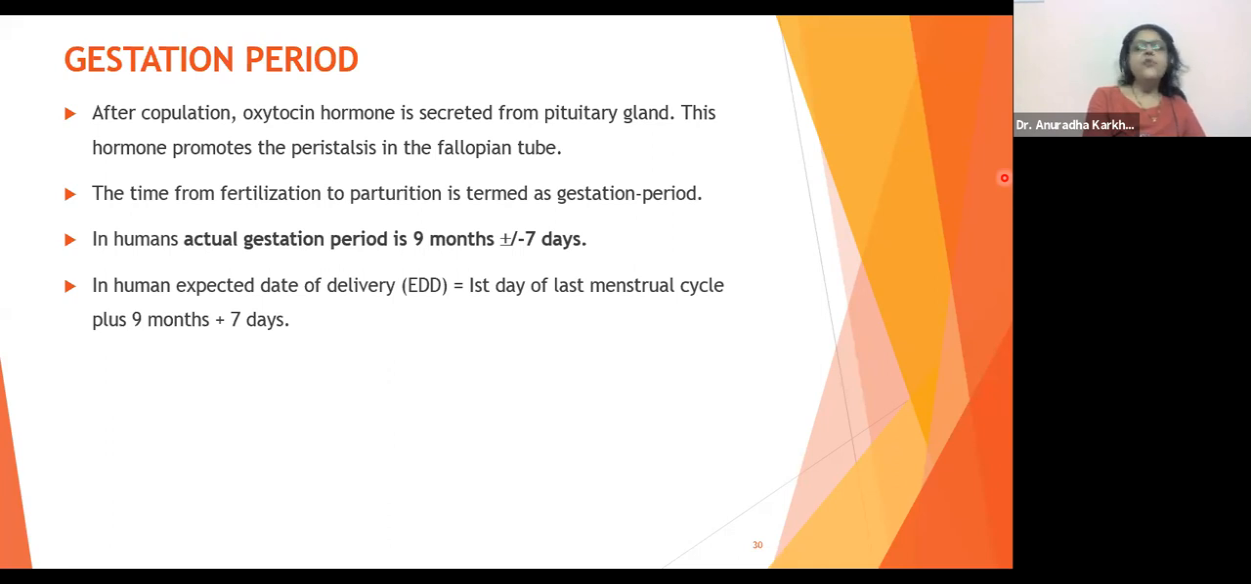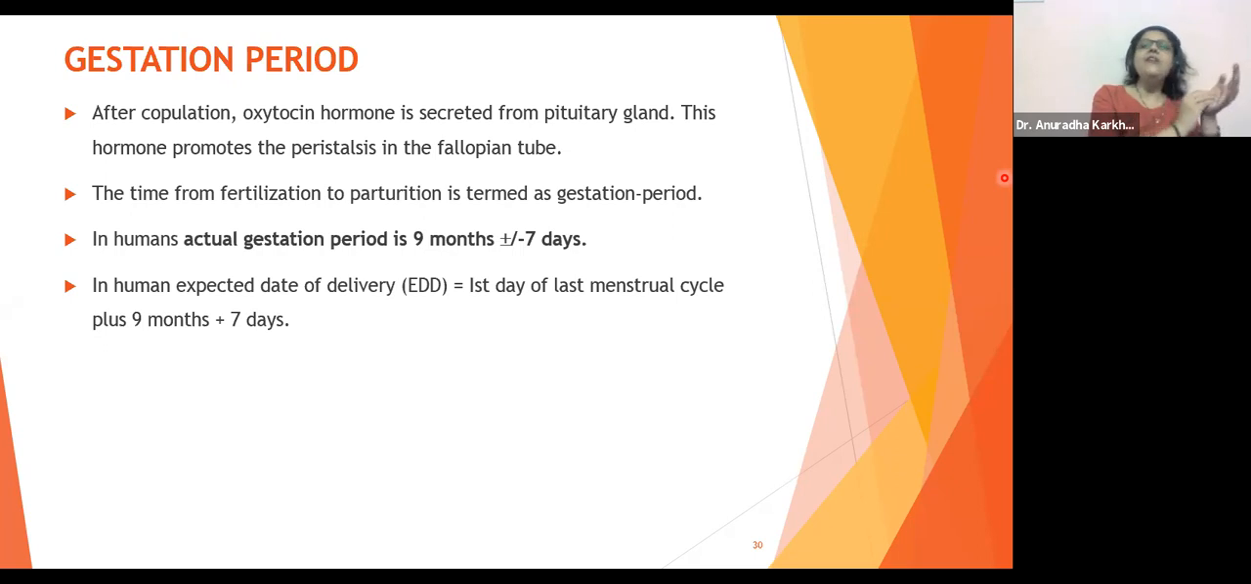Anyways, so she'll wait for 8-15 days. Now, when to calculate her EDD? So we have to calculate the EDD as 1st of July plus, so that is the first day of the last menstrual cycle. So 1st July plus 9 months plus 7 days would be her expected date of delivery. Understood how to calculate? Okay.